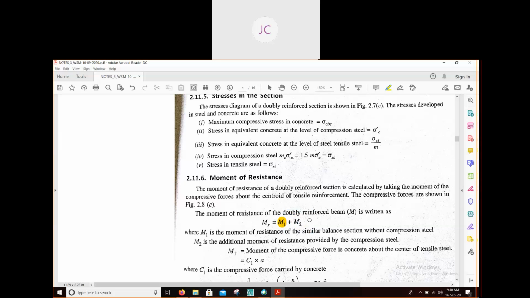This M2 is the additional amount of moment which is developing in that section, because of which you are providing extra reinforcement. This is the M2.